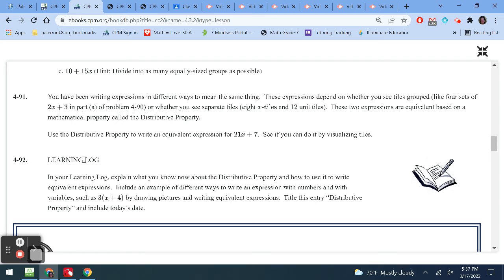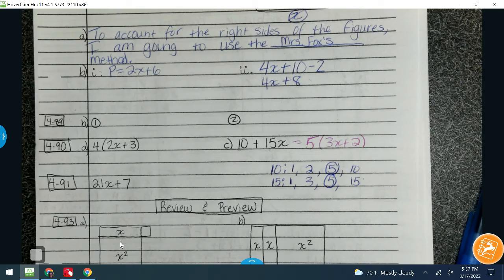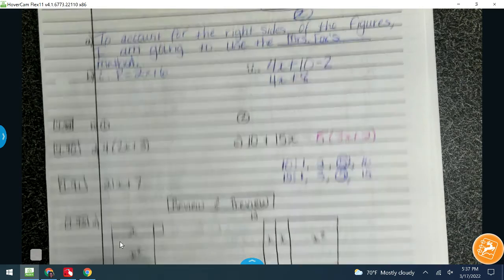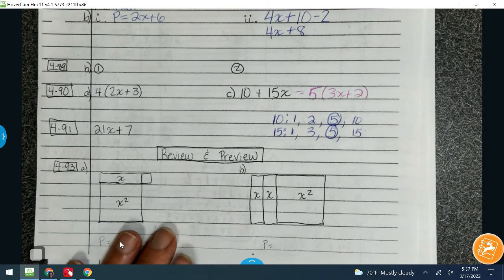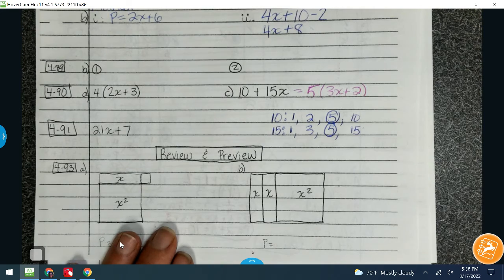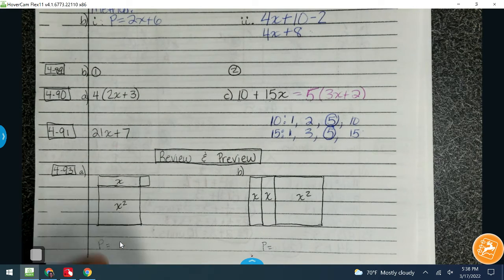Use the distributive property to write an equivalent expression for 21x plus 7. See if you can do it by visualizing tiles. So I can try and visualize them. That's kind of a challenging thing to do in my opinion. I'd rather focus in on the factors of those two numbers that are in the expression.